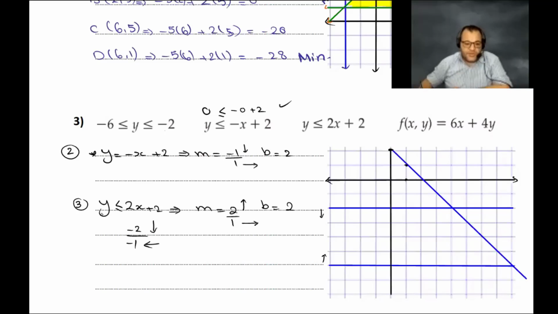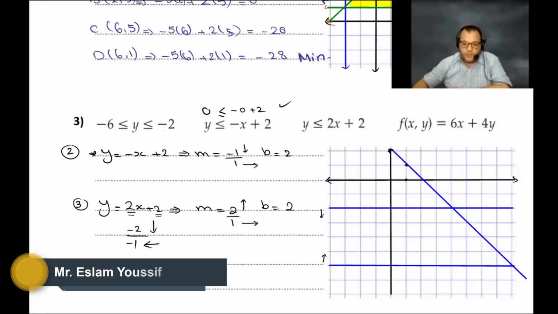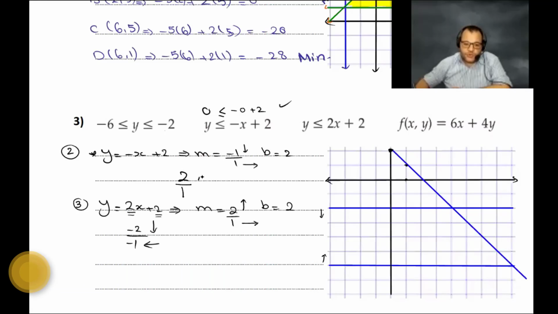For equation number 3, we'll convert it to be an equation. So it will be y equals 2x plus 2. It means the slope equals 2 and the y-intercept equals 2. We'll start from 2. How can we graph the slope equals 2? 2, which equals 2 over 1. It means going up 2 and run 1. But because there is no place to go up and 1 right, I will make this one negative and negative, because negative 2 divided by negative 1 still equals 2.